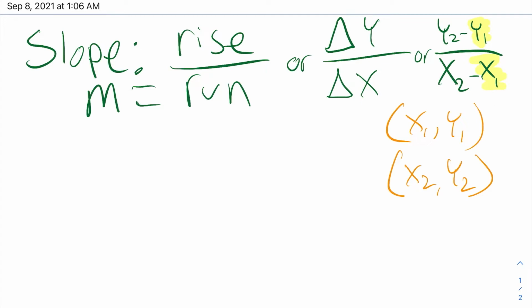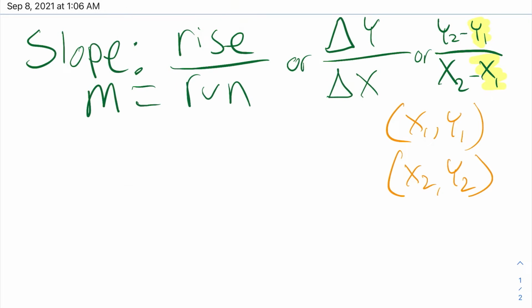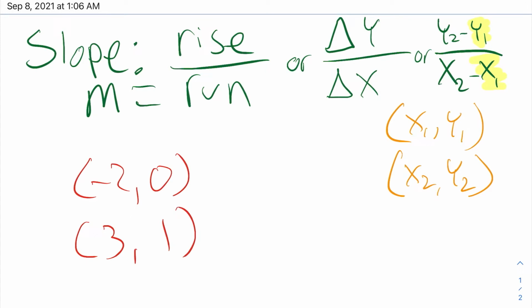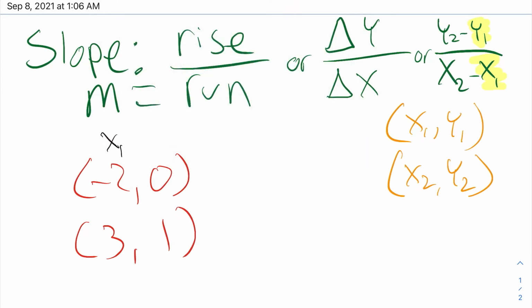All right, so you may have to find the slope. So again, let's do an example. Let's say that you're given 2 points. Let's say it is -2, 0, and 3, 1. So what I'm going to do is put my x1 coordinate here, my y1 here, my x2 here, my y2 here.